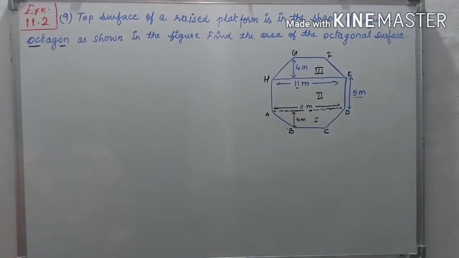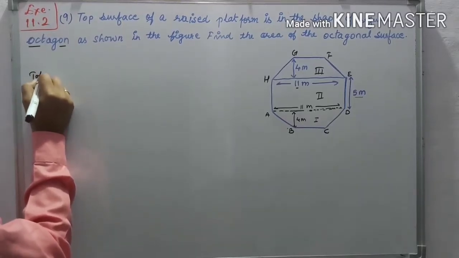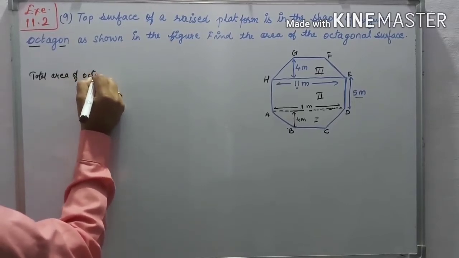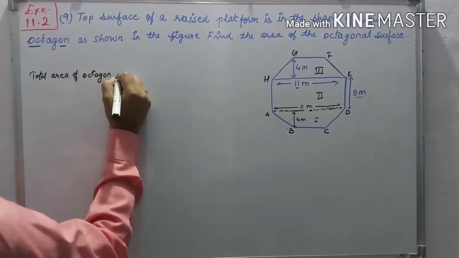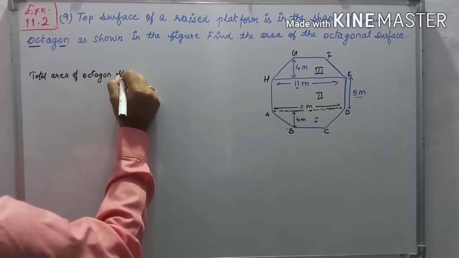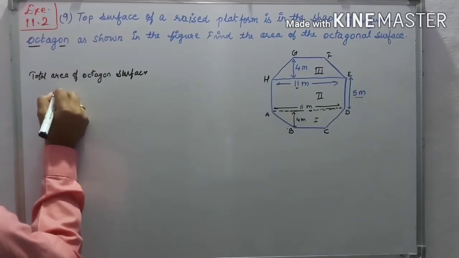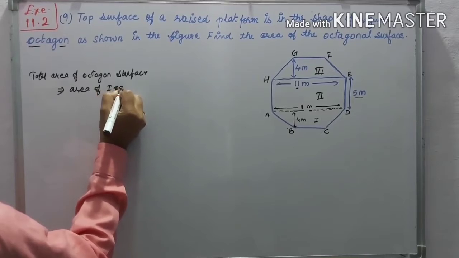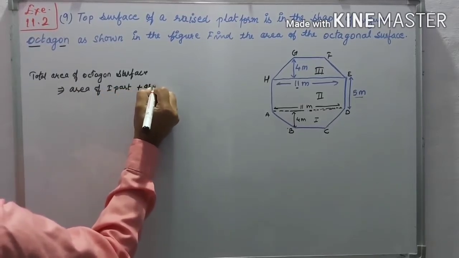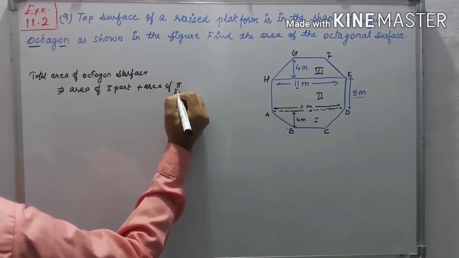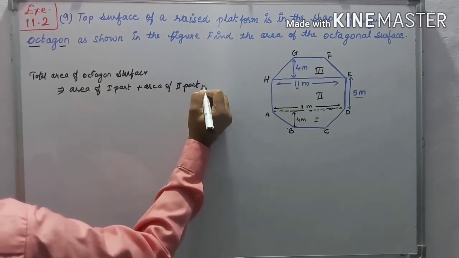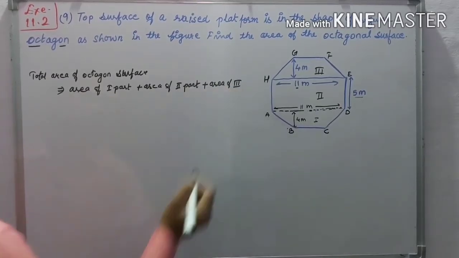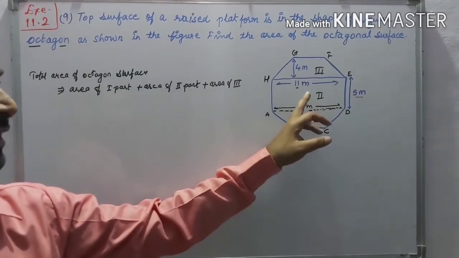Okay, now write the first part, second part and third part. The sum of the total area of the octagon surface is the area of first part plus area of second part and plus area of third part, means first part, second part and third part.